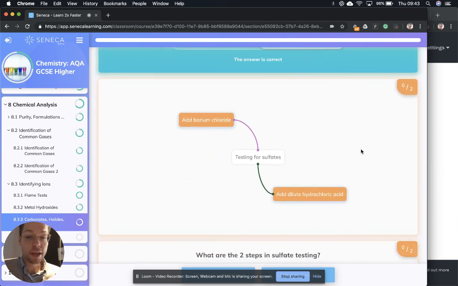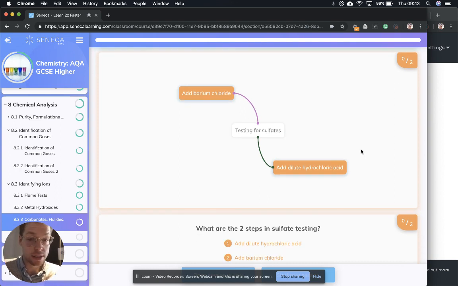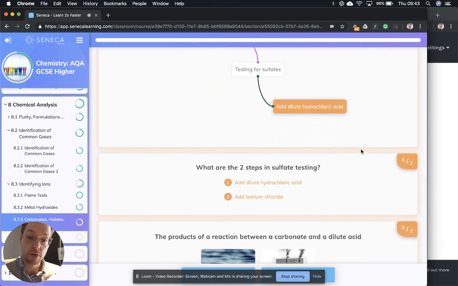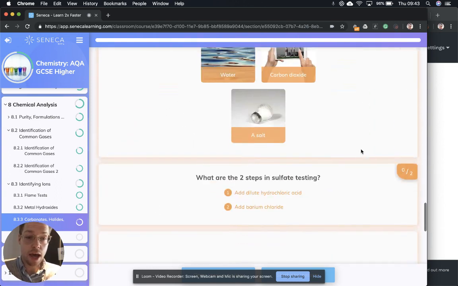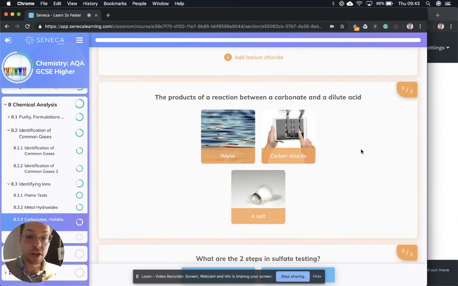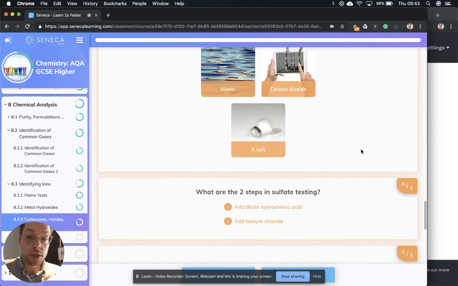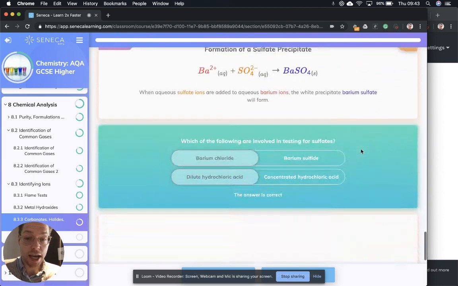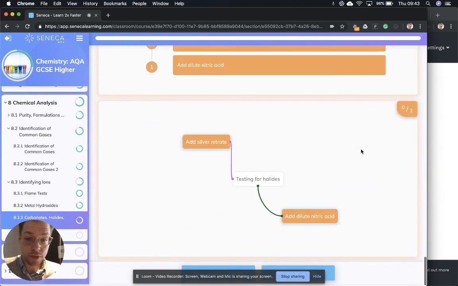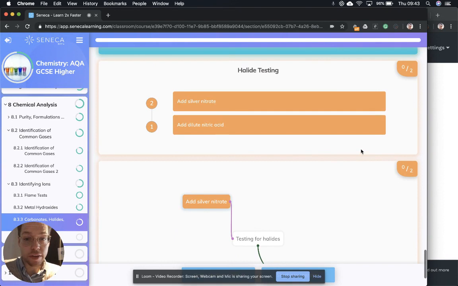So do you remember that test for sulfates? We had barium chloride and we had hydrochloric acid. Which order is it? It's hydrochloric acid first to get rid of any carbonate ions, and then we add barium chloride, okay? And what do we produce between the reaction of a carbonate and a dilute acid? It's water, carbon dioxide, and a salt. Okay, so final thing, halide testing. Do you remember how we do that? It's dilute nitric acid and then we add silver nitrate.